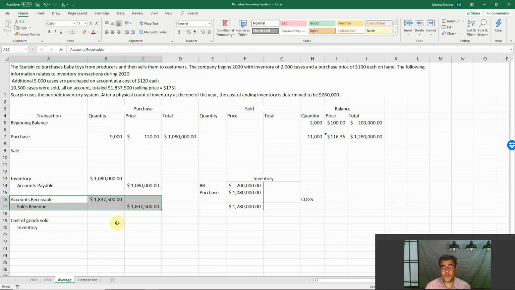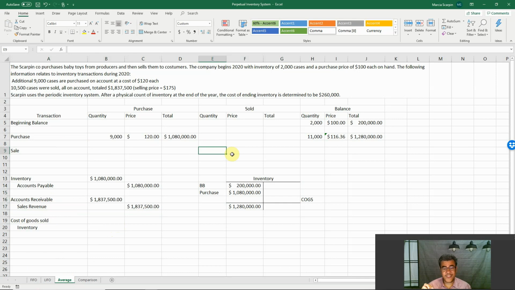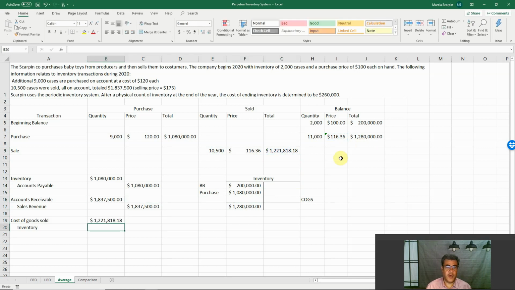However, we have a cost of goods sold. How do we do that? And why is it so easy? How many units are we selling? 10.5. How much is our average price? 118. How much is our total? Quantity times price. So our cost of goods sold here, 1,221. And our credit will be inventory as well.